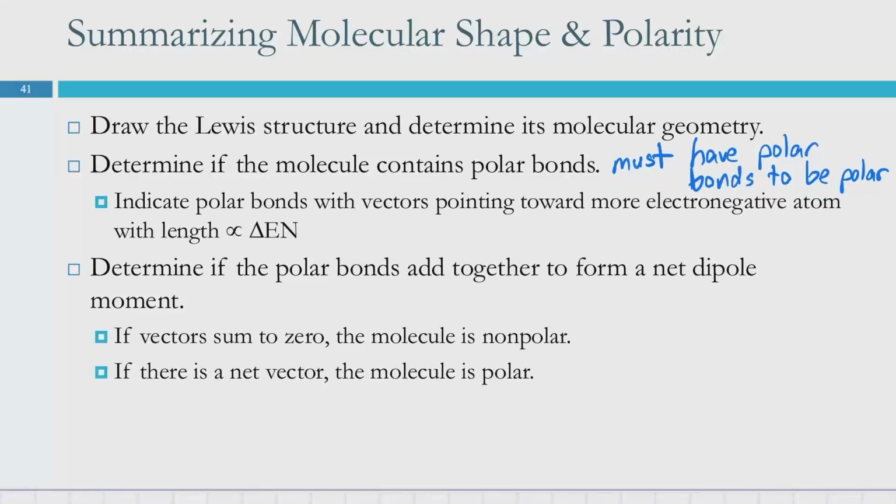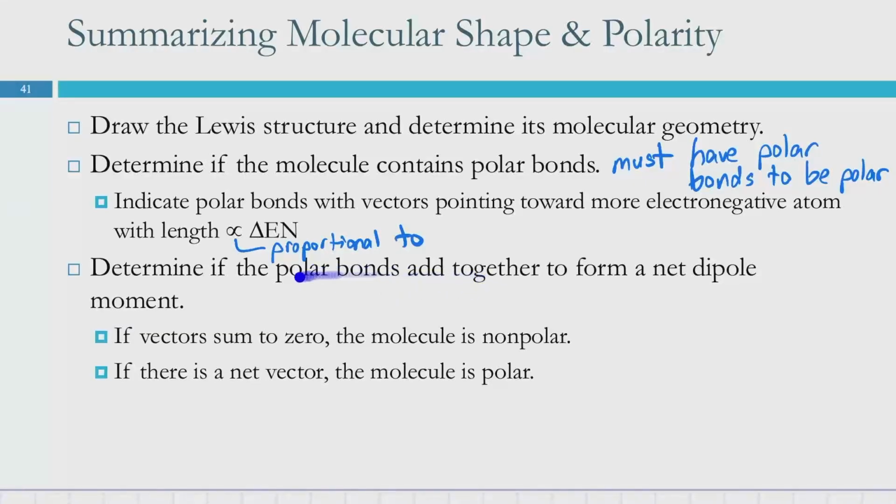If it does have polar bonds, then you can draw in the polar bonds with vectors. Yay, vectors. These are going to be pointing towards the more electronegative atom, and their length should be proportional to the difference in electronegativity. The fish-looking thing here means proportional to. It's whatever scale you choose to draw it at, it's all kind of rough.